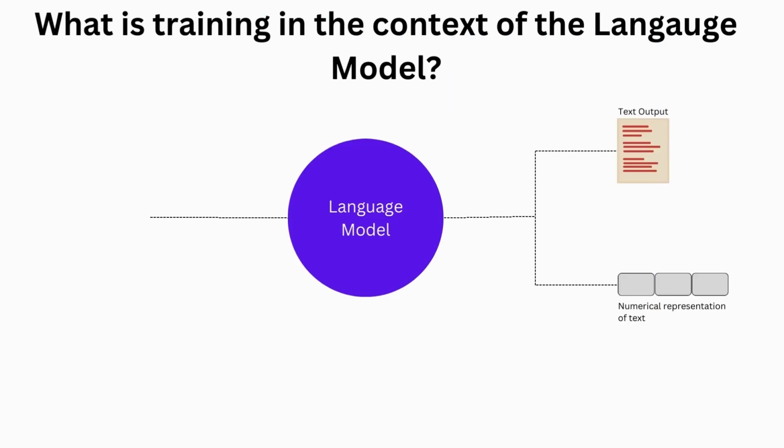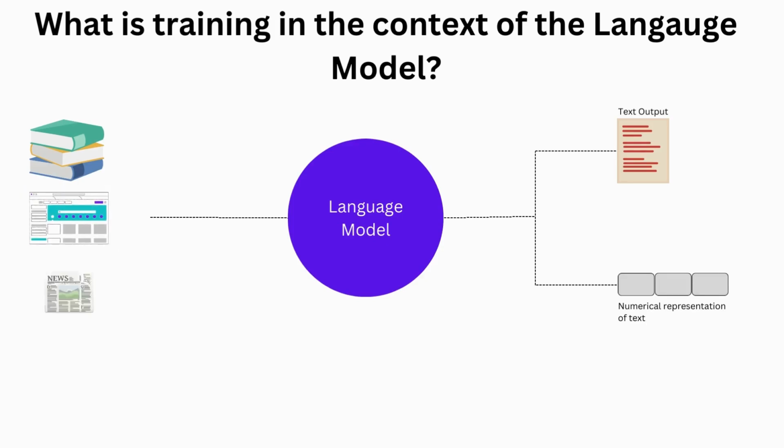Training in the context of the language model is the process of teaching a computer program to do a specific task. For example, to teach the model to understand and analyze text, we give the program lots of examples of text to study, such as books, articles, and websites. The program will look at all of these examples and try to figure out the rules of the language, such as what words go together and what those words actually mean.